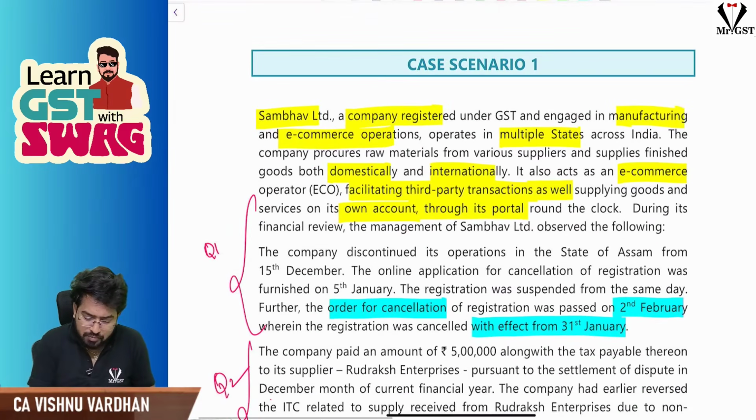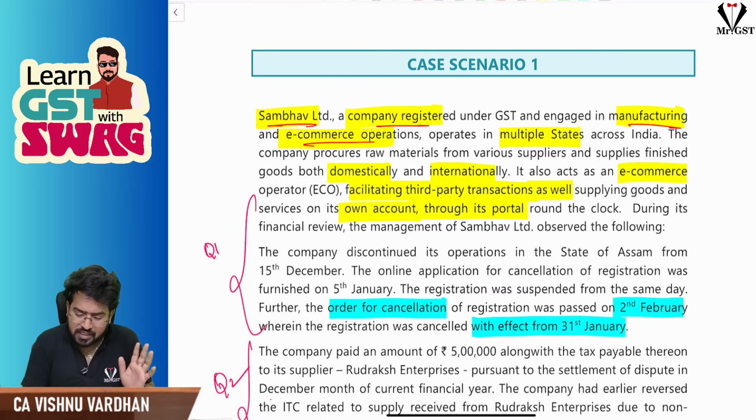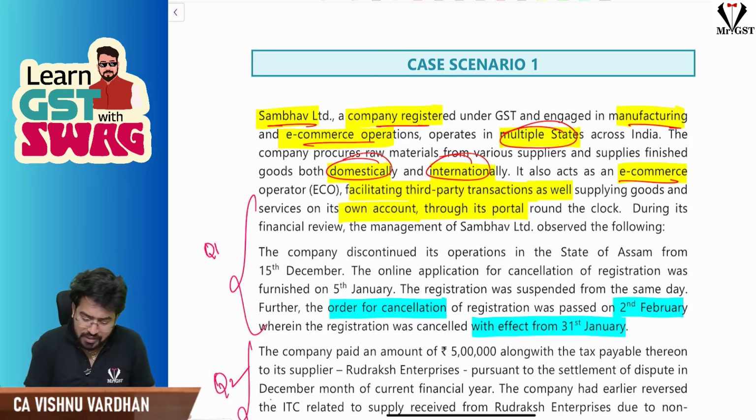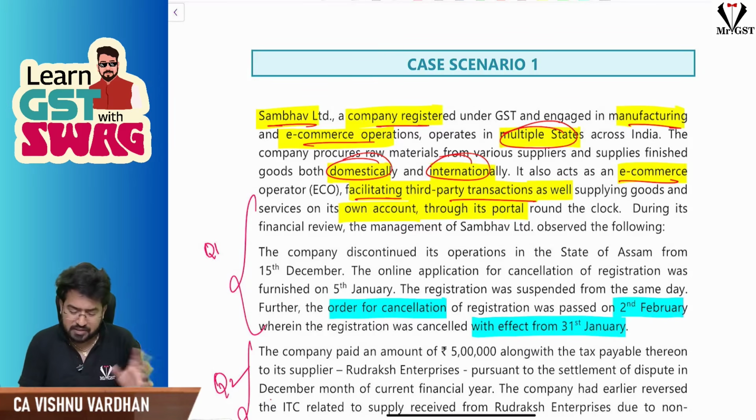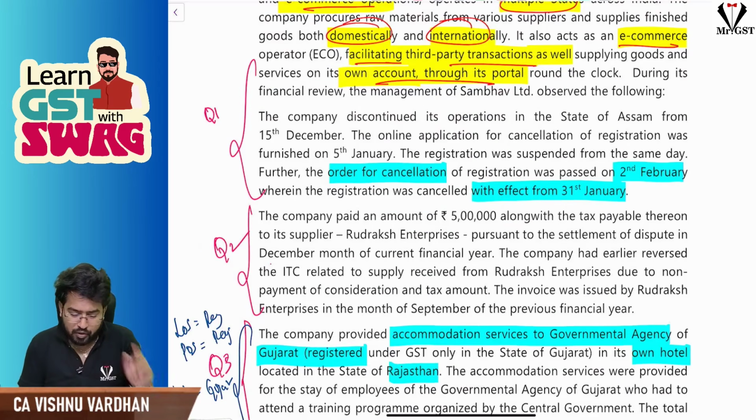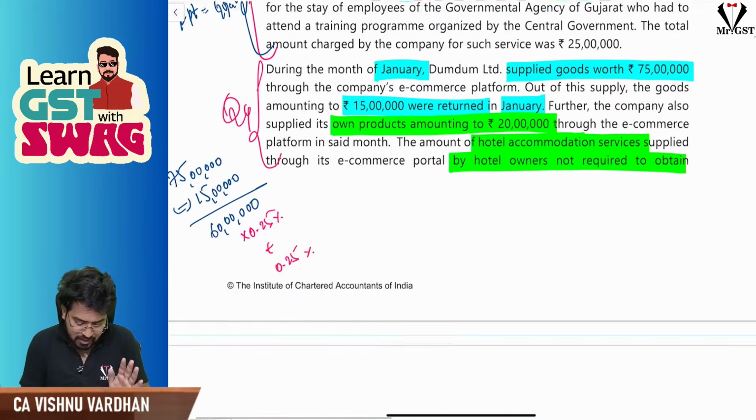Okay, now coming to the point. This is a company, Sambhav Limited, which is registered in and manufacturing and doing e-commerce operator transactions in multiple states, doing business domestically and internationally. They are also operating e-commerce transactions for third-party transactions, as well as selling goods or services through the portal on their own account.